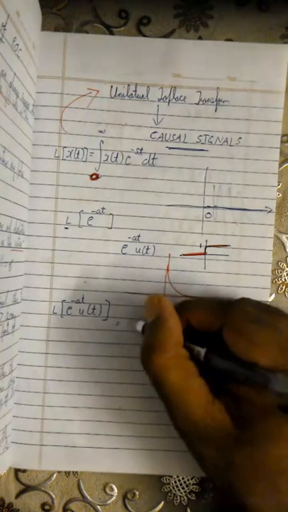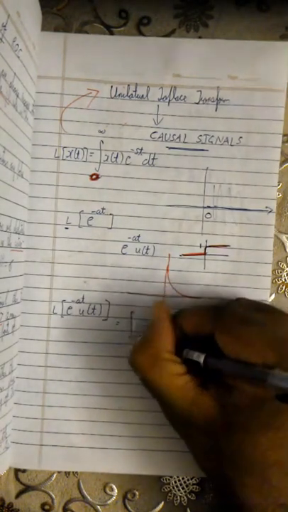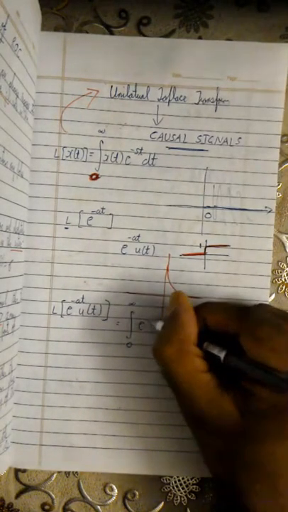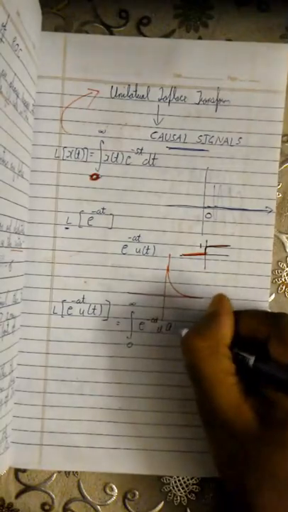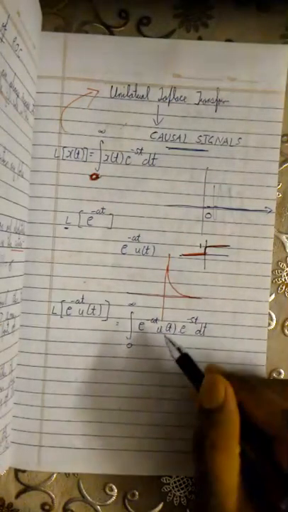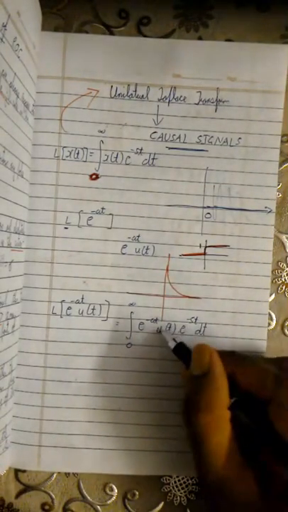If you remember this, for the unilateral Laplace transform you will apply the integral from 0 to infinity of e raised to minus at u of t into e raised to minus st dt. So we are applying the unilateral Laplace transform in this equation. Here you know the u of t value is already 1, so you don't even have to write it.